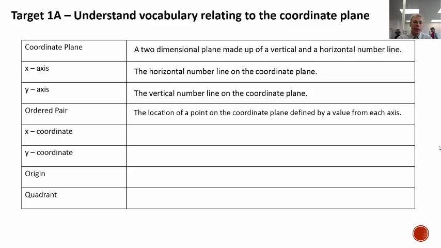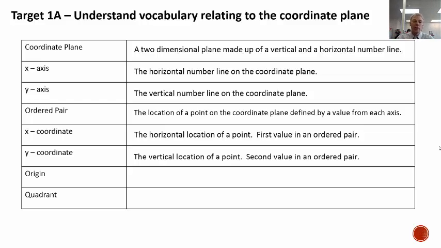An ordered pair is a location of a point on the coordinate plane defined by a value from each axis. So every point is going to have a horizontal and a vertical location. The x-coordinate is our horizontal location, and it's always going to come first. Our y-coordinate is our vertical location, and that's always going to come second in our ordered pair. The origin is the point of intersection between our x-axis and our y-axis.